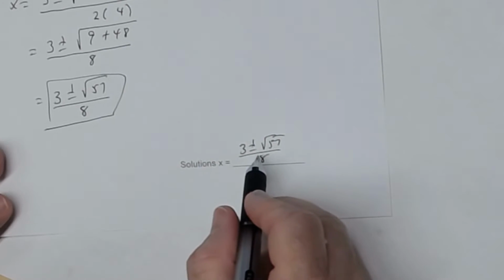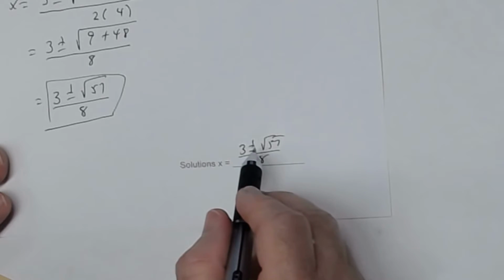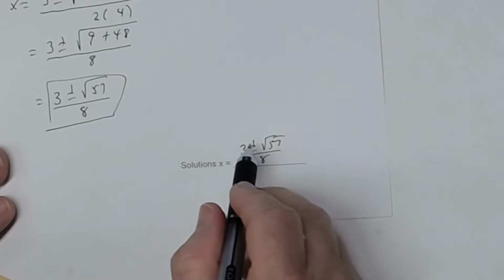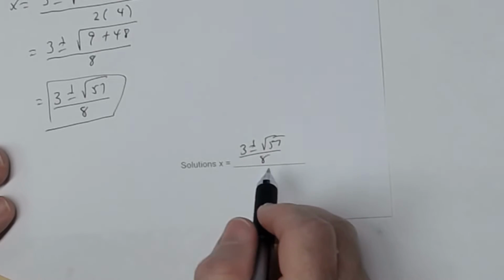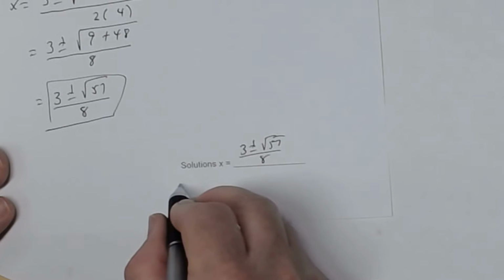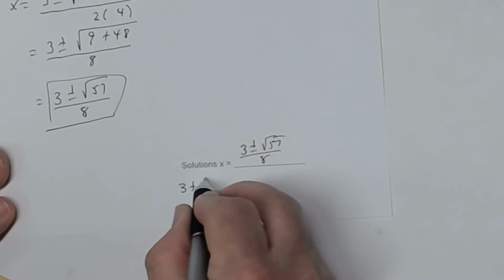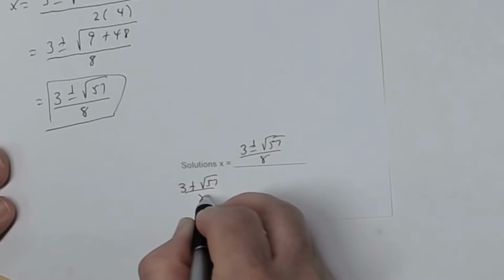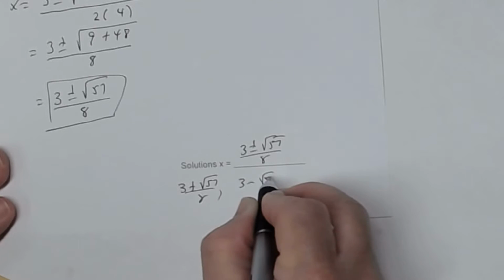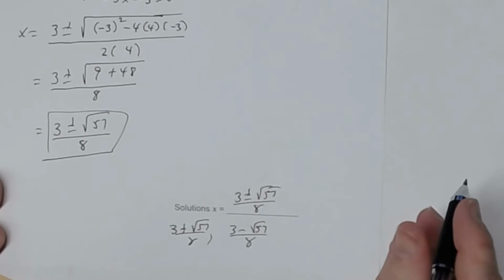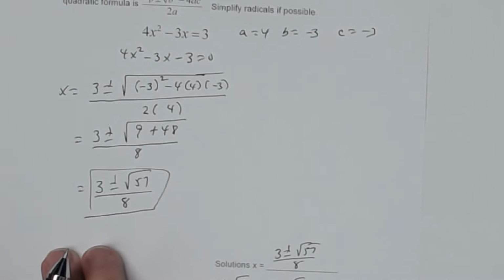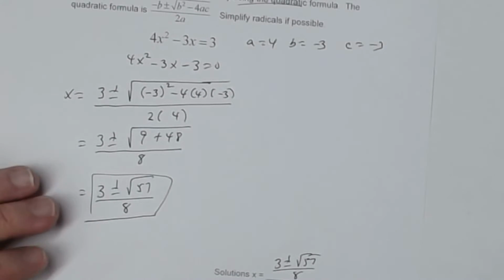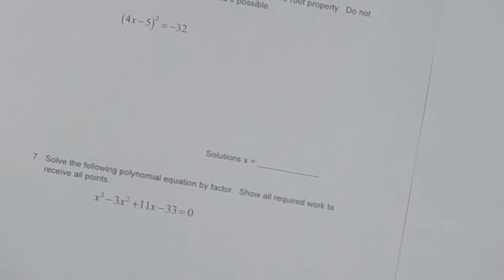Now, if you wanted to write those two solutions, there are two solutions, right? 3 plus square root of 57 divided by 8, and then 3 minus square root of 57 divided by 8. But if you wanted to write those separately, you could, just like this. And then 3 minus square root of 57 divided by 8. All right, so that was number 5. So now let's look at number 6. So this is number 6.